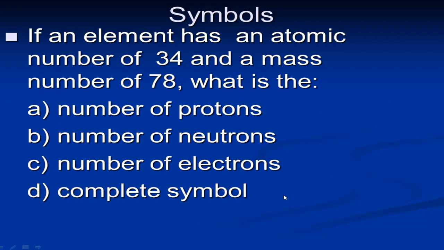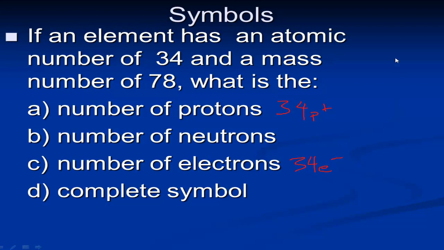Okay, same thing. Here's another one. This one's slightly different. So again, pause the video and then try this one out. Okay, so with this one here, this time you're not given a symbol. You're told the atomic number is 34 and you have a mass of 78. So your number of protons is the same as the atomic number. Since the atomic number is 34, my protons are 34. That also tells me my electrons, 34 electrons.